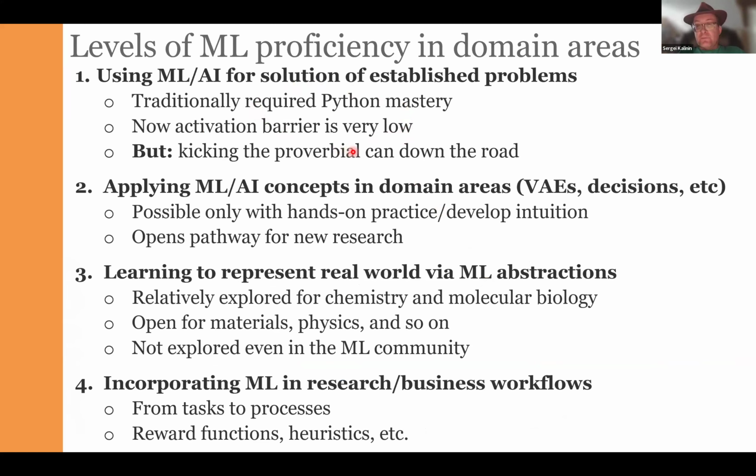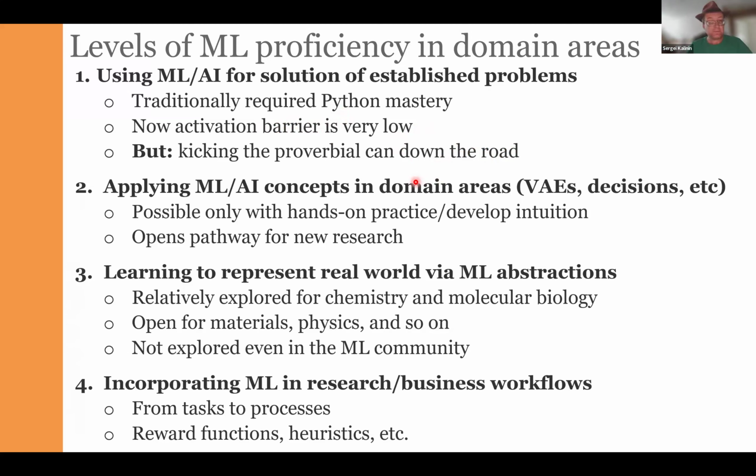So in my observations over many, many years working in a user facility and then teaching ML, we can separate 4 levels of machine learning application. The first one is using ML to solve established problems. So traditionally, you would need to learn Python for that. Now, with coding assistants, the activation barrier is very, very low. So if you know what you want to do, ChatGPT or similar coding systems can help you to do that. This, of course, doesn't solve the problem in full because you are effectively kicking the proverbial can down the road. You will still have to learn how to program, but you can do it considerably later.